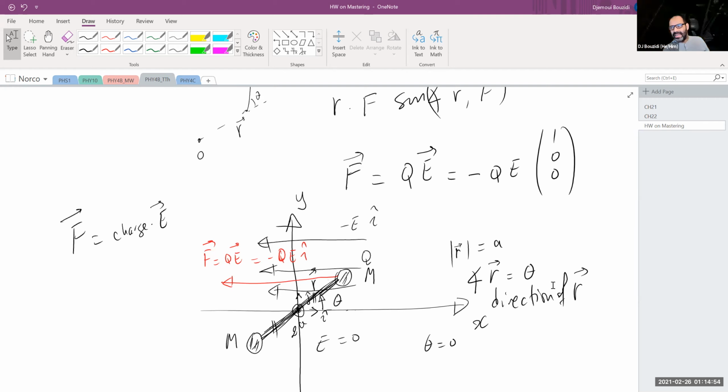They said to take the x direction as the origin for the angles: theta is 0 when the rod is along the x-axis, and when it moves, theta is whatever value it moved to. So that's a representation of it. And they tell us to write the vector r that points to the charge q in terms of its coordinates. Now we know R has a magnitude of A because this rod is supposed to be rigid.